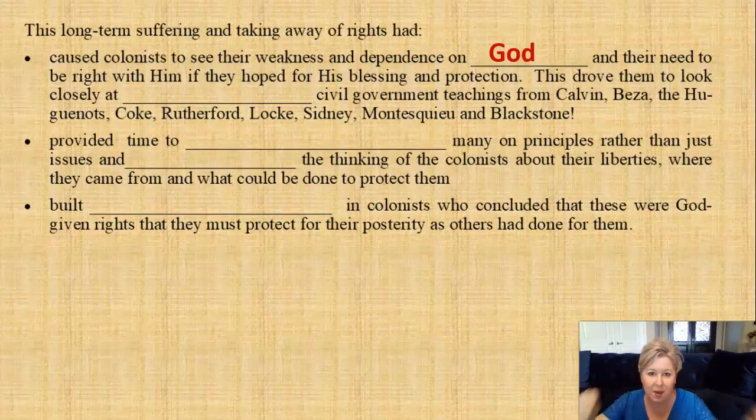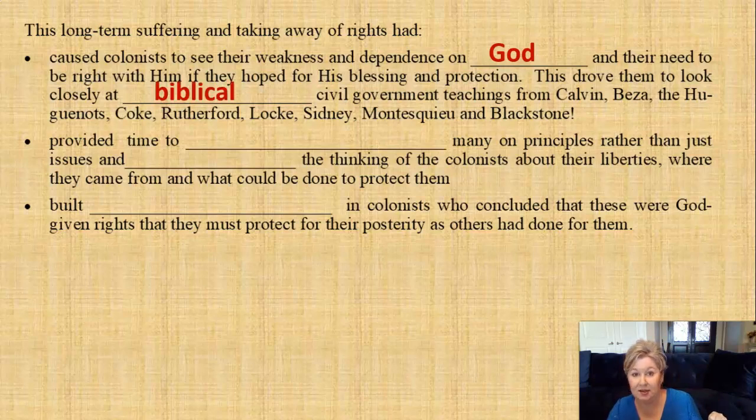And so it drove them again deep into the writings of Calvin and Beza and the Huguenots and Sir Edward Coke and Rutherford, right? Samuel Rutherford, who had been one of the men who wrote the Westminster Catechism. So what did he say again in Lex Rex? And Locke and Sidney, Montesquieu and Blackstone. So they're reading deeply and drawing deeply on these biblical principles, recognizing they need to have this right if they expect God's blessing. It also provided time.